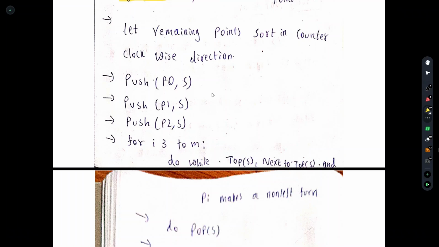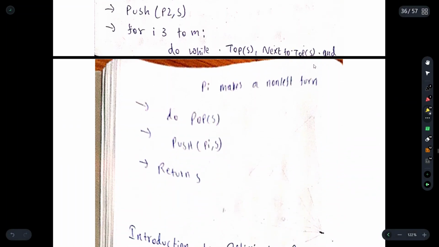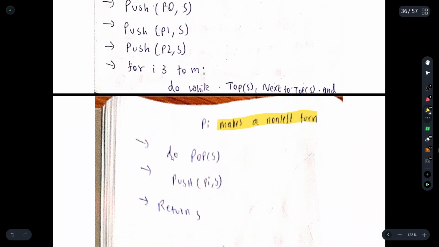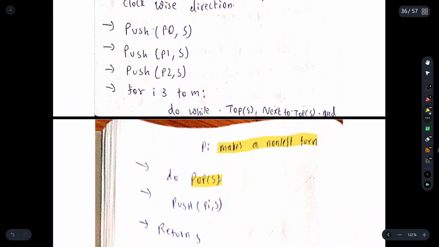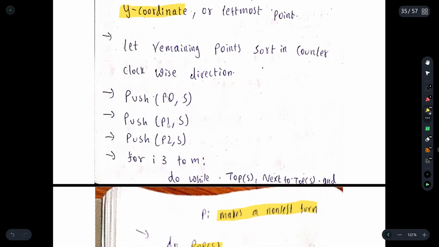Then from i = 3 to m, do while the top and next-to-top and point Pi make a non-left turn, pop S. So we will just push each point here, and we will check whether it makes a non-left turn or not. If it is making a non-left turn, then we need to pop it. Otherwise we need to push it and draw a line. So in this way we are going to design an algorithm.